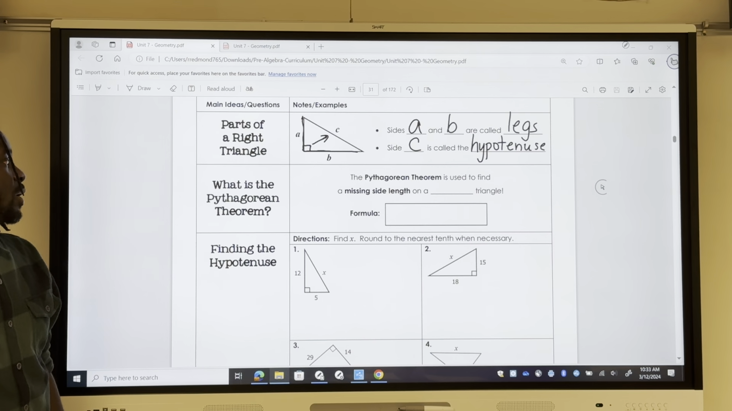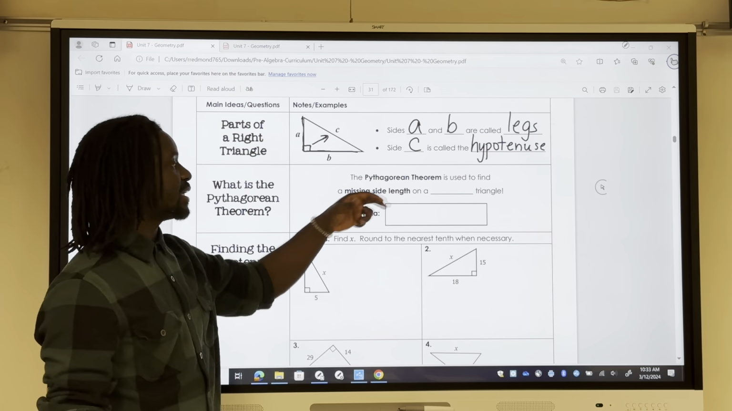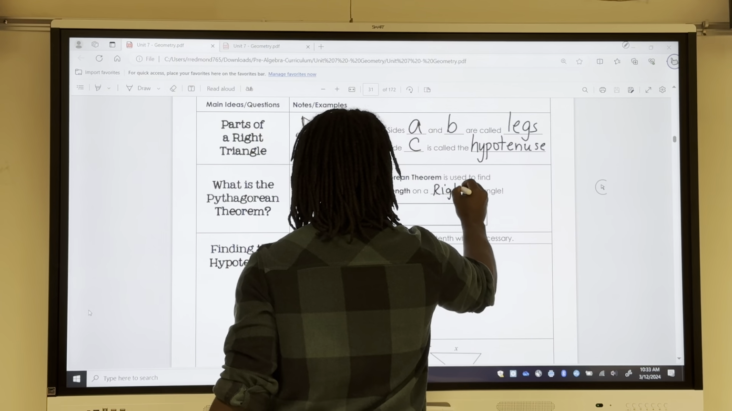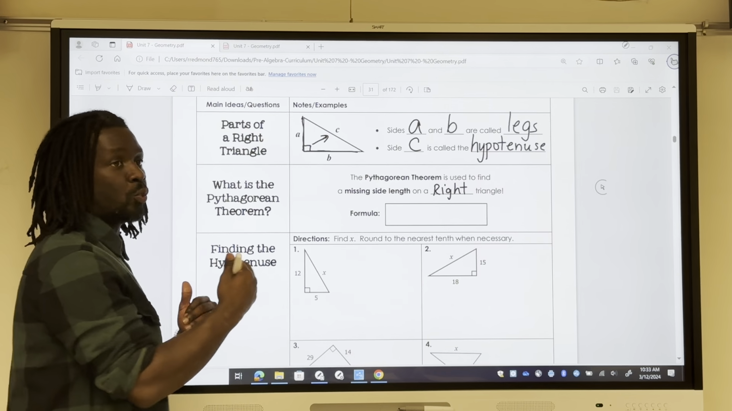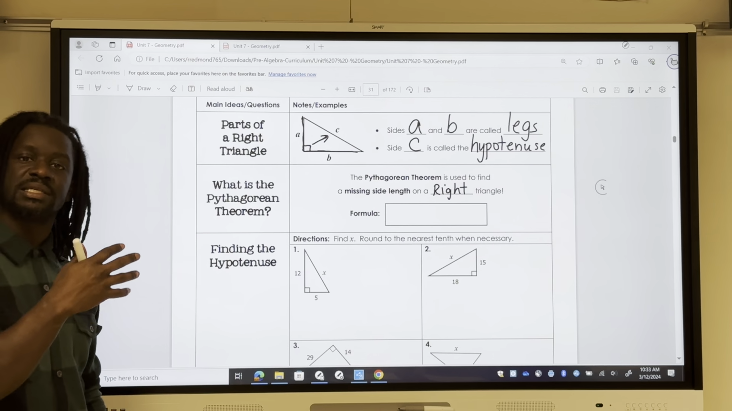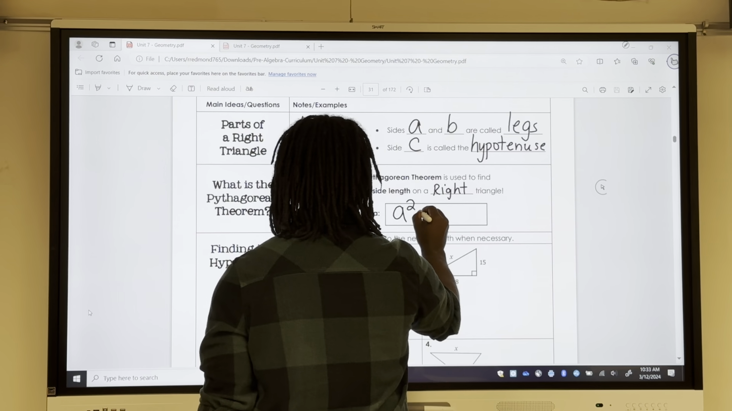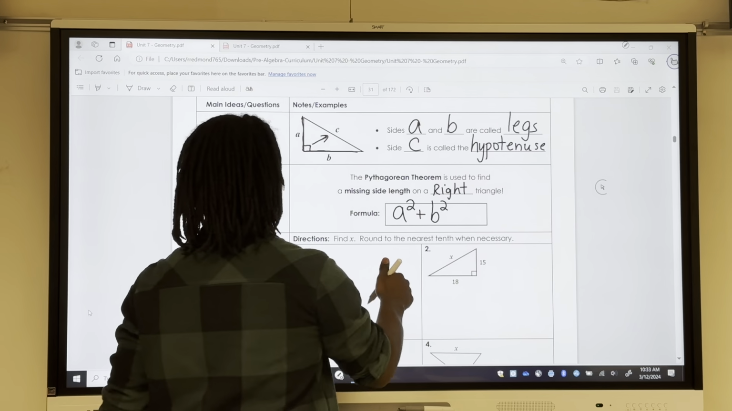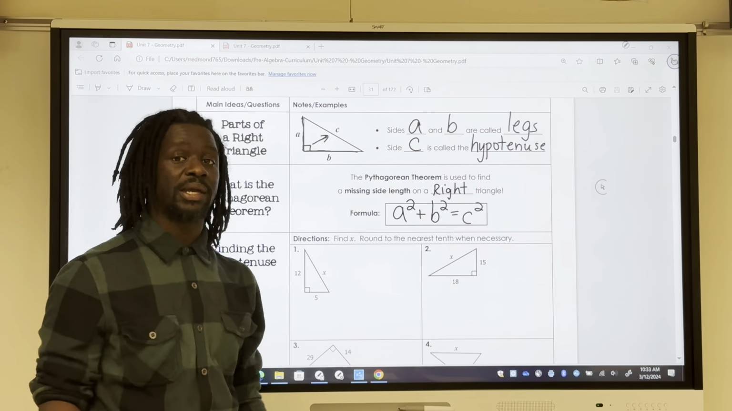Now, what is the Pythagorean theorem? It is used to find the missing length of a right triangle. Okay, so the Pythagorean theorem is what you use to find one of the missing lengths, or the missing sides, of a right triangle. And the formula is a squared plus b squared. Again, these two sides, we're going to square them, and then that is going to give us c squared, okay?